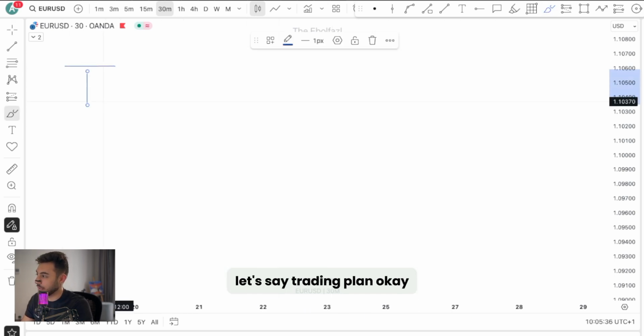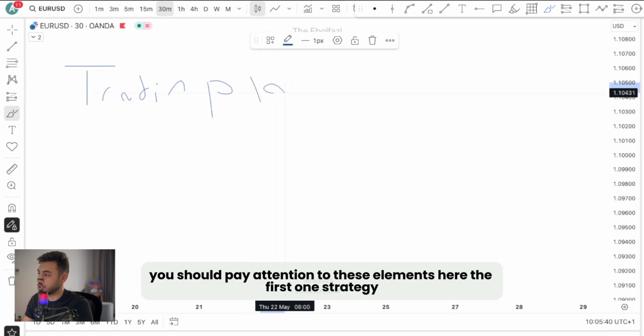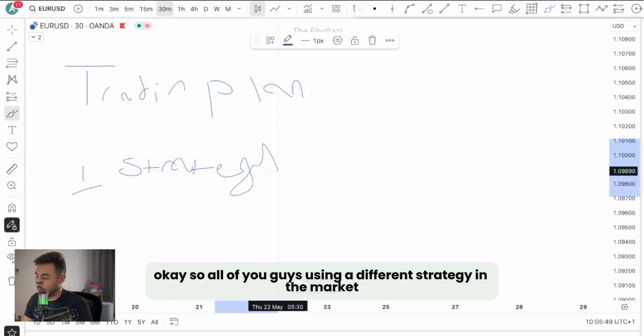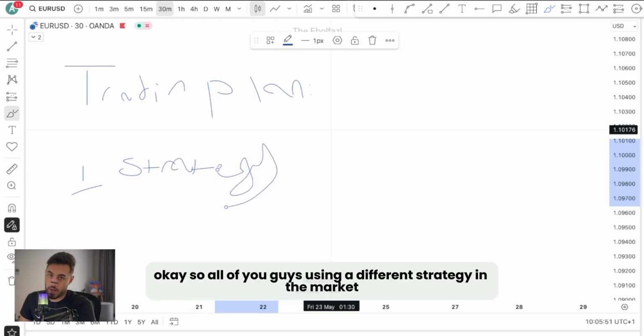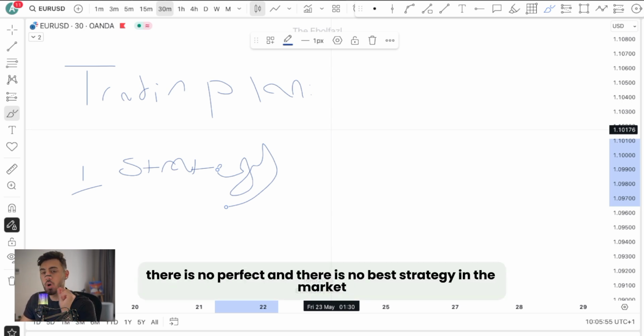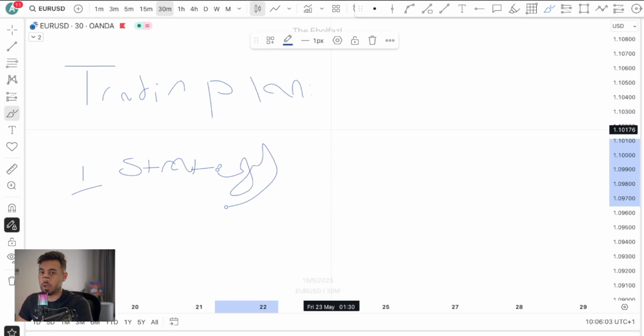Let's say trading plan. You should pay attention to these elements. The first one is strategy. All of you are using a different strategy in the market. The first thing you should understand is that there is no perfect and no best strategy in the market. All strategies work, all trading approaches work.